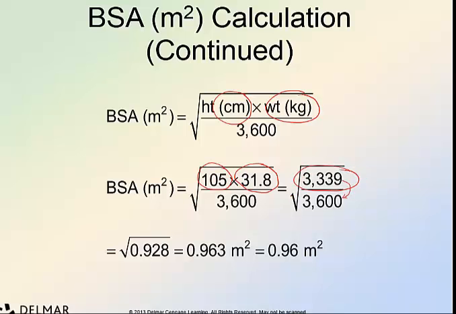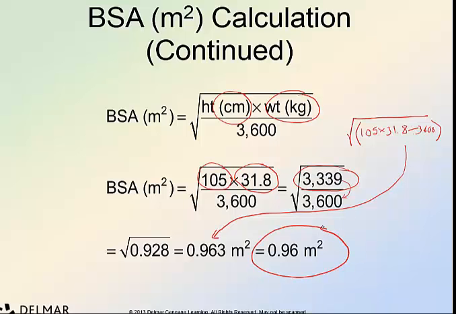Now on some calculators, you can enter a radical symbol and put a parenthesis in and just type in 105 times 31.8 divided by 3,600. Make sure you close those parentheses and then push enter or equals, and it will give you 0.963. Now typically, with body surface area, we round to 2 decimal places.